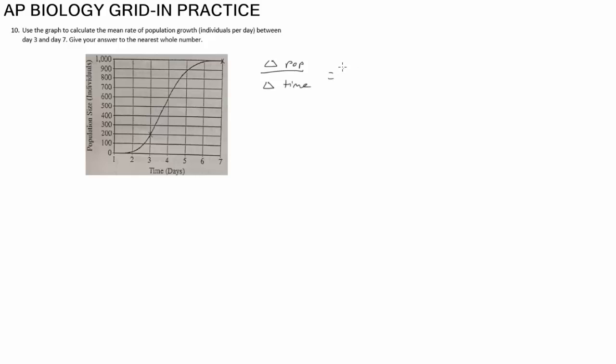And therefore, we end up with 1,000 minus 200, not 300, over the change in days, which is 4 days. So we end up with 800 over 4, or 200. It tells us to round to the nearest whole number, and there we go.